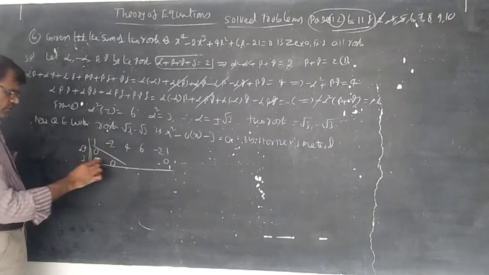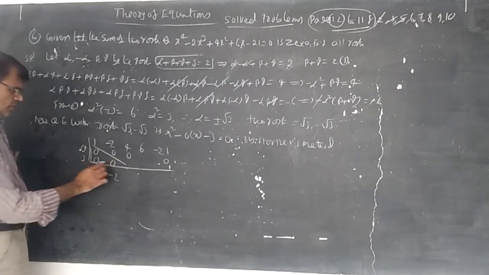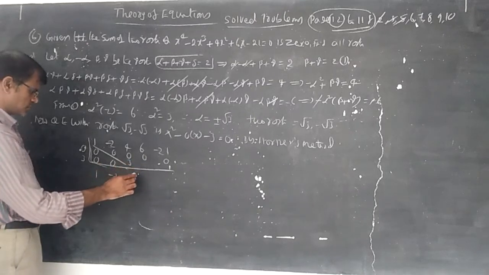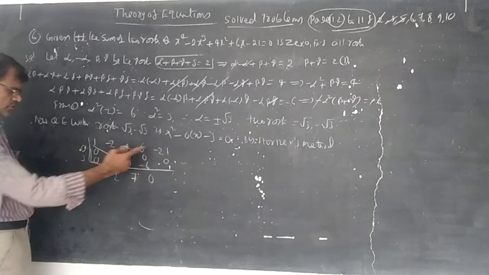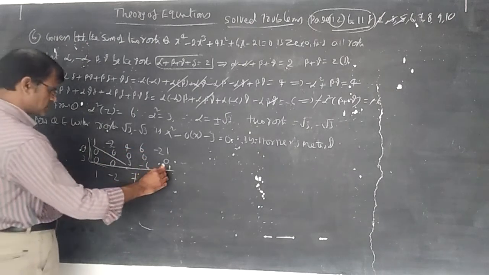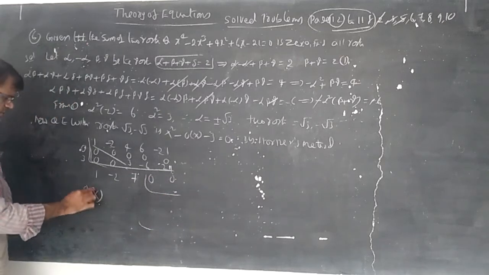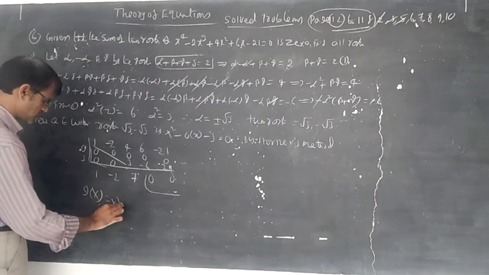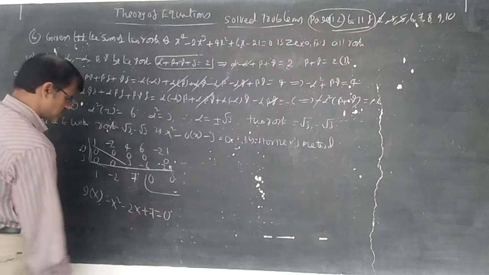Now 1 into 0 becomes 0, minus 2 into 0, of course 0, 1 into 3 is 3, this is 7. 7 into 0 is 0, and minus 2 into minus 3 becomes minus 6, this is 0. 0 into 0 is 0, 7 into 3 is 21, of course this is 0, leave it. Now you can write this as g of x. g of x is equal to x square minus 2x plus 7 is equal to 0.